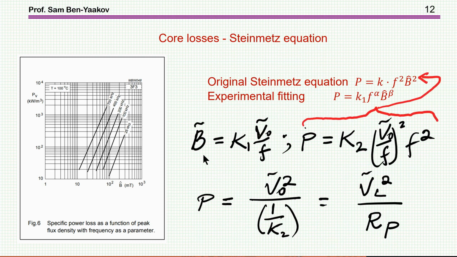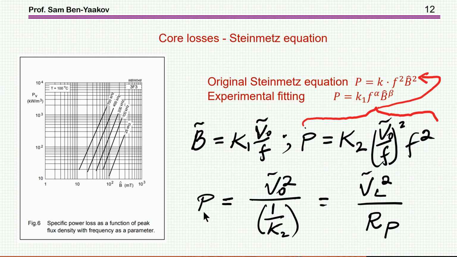Now, from here, I'm going to plug in this B into the original Steinmetz equation, here, B squared. So this is now the B. There is a constant here, there's a constant here, so I call it a K sub 2 times f squared. This is the f squared, okay? So the power, therefore, this f squared and this f squared are canceling out. So the expected power, according to the Steinmetz equation, is the V squared over 1 over K, which I can represent as a resistor.